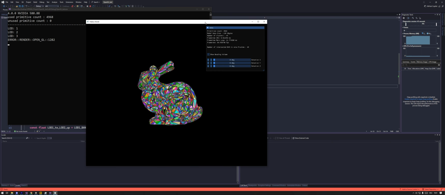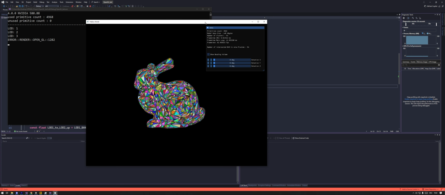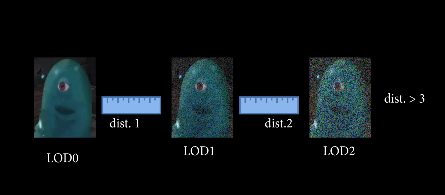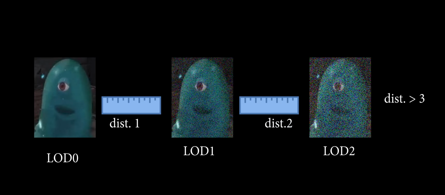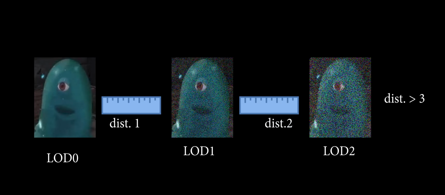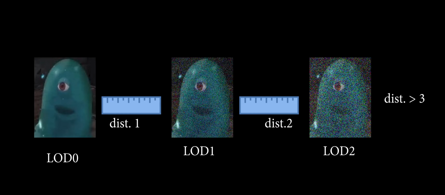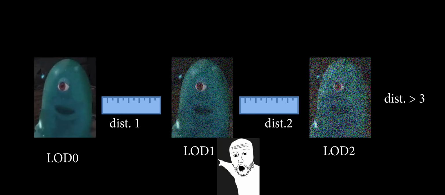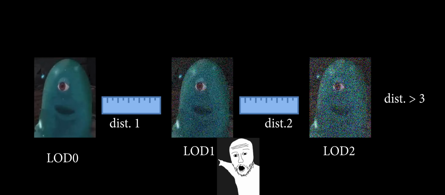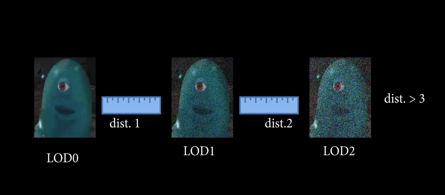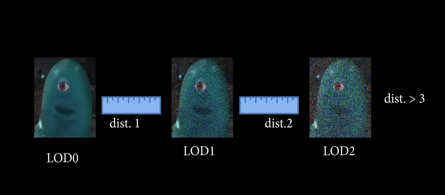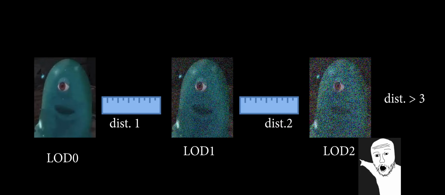And the reason for that is there's no threshold for switching between the clusters. So for example, if we have two distances where we swap our LODs, so let's say the camera has a distance greater than 1, then we will be switching to LOD 1. And the same thing happens to LOD 2 as well. If the camera has a distance greater than 2, then LOD 2 will be loading in.